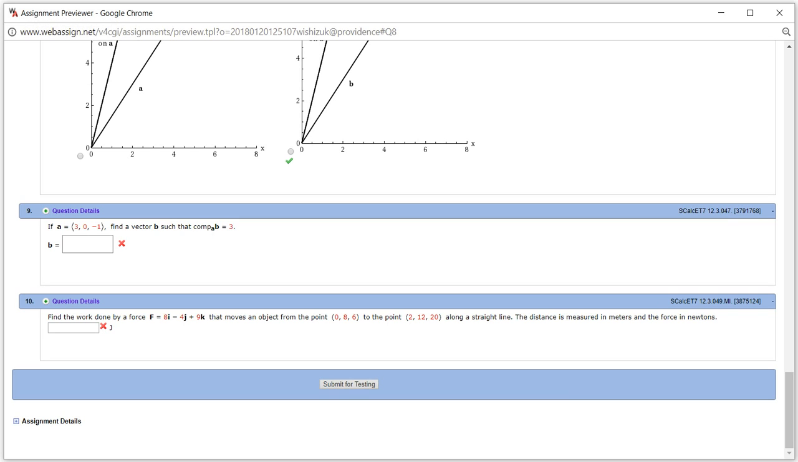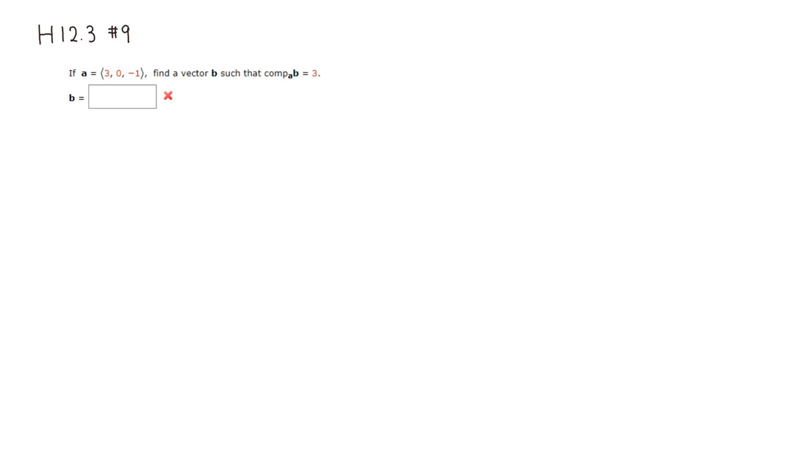Alright, let's look at homework 12.3, problem number 9. We have a vector A given, and we want to find the unknown vector B such that the scalar projection of vector B onto A is 3. Alright, so let's do that.